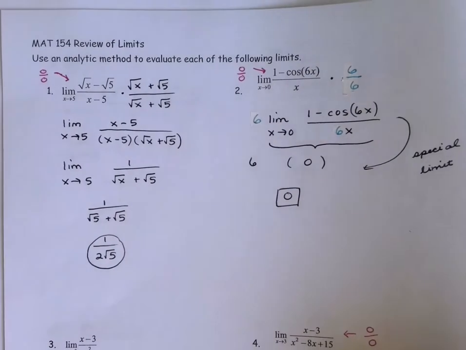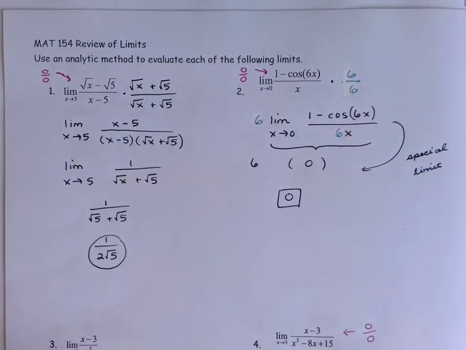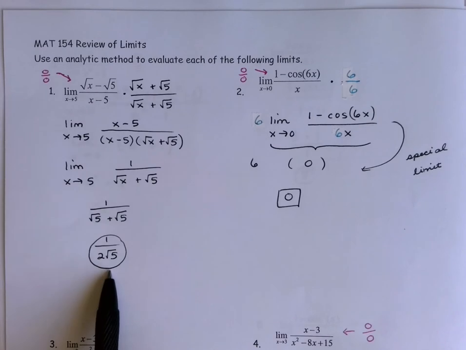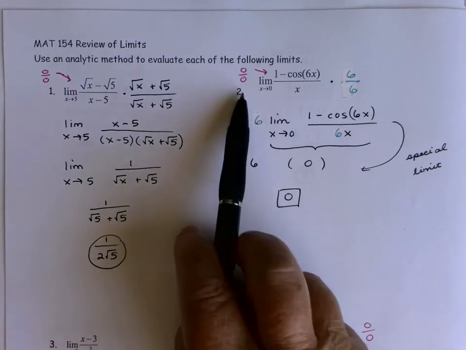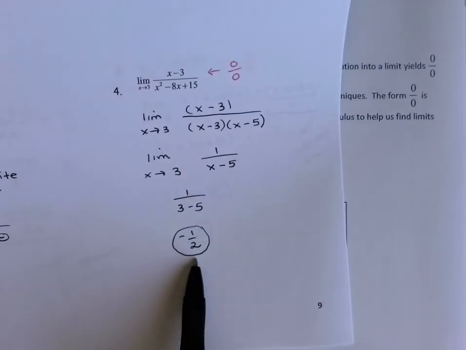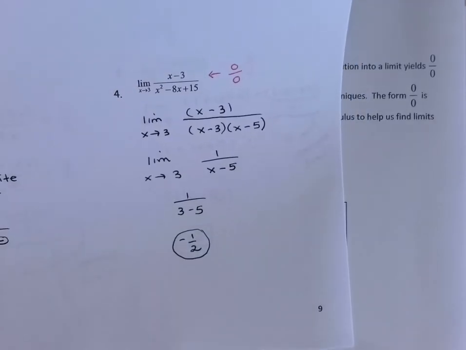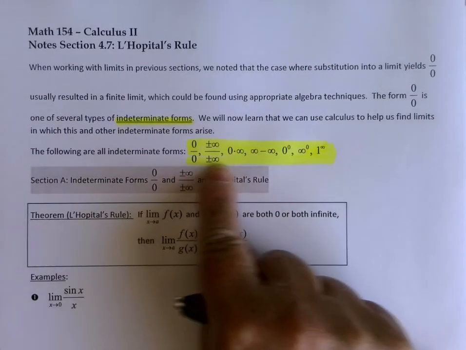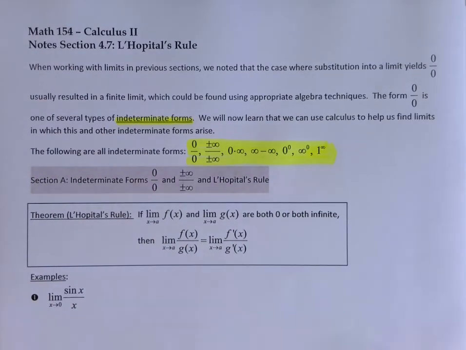You've seen this a number of times, right? Here just on this first page, 0 over 0 turned out to be 1 over 2 square root 5 on this problem. 0 over 0 turned out to be 0 here. And it turned out to be negative a half there. And there's lots of others as well. Any indeterminate form, any of these can, just like the examples I just showed you, turn out to have any value. And we have to go through a process to figure out what that value is.